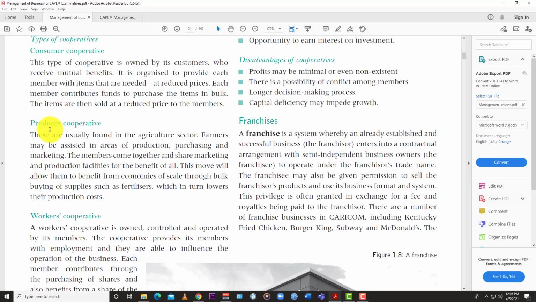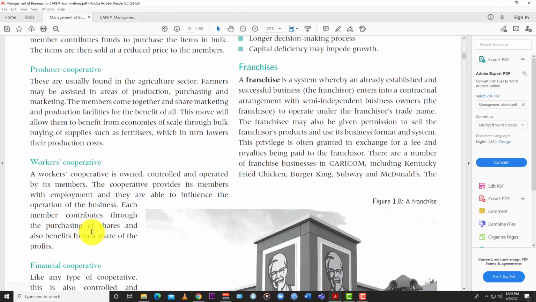They produce things together. Then you have the workers cooperative. A workers cooperative is owned, controlled and operated by its members, like all cooperatives are. They're controlled by their members. The cooperative provides its members with employment, and they are able to influence the operations of the business. Each member contributes through the purchasing of shares and also benefits from a share of the profit. So they're coming together, doing work together, and then you share out the profits accordingly.